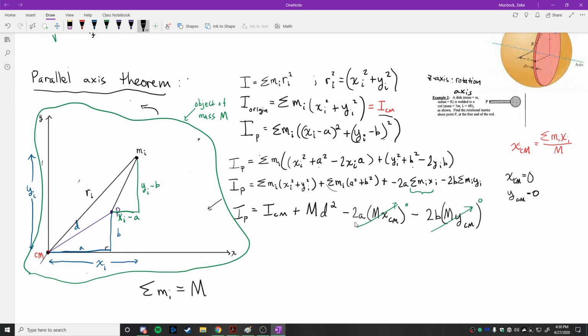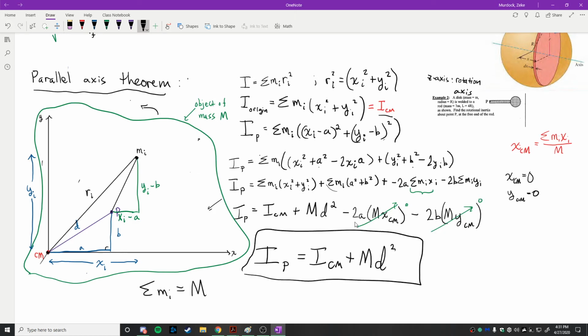So what we've discovered now is that the moment of inertia about point P is equal to the moment of inertia about the center of mass of the object plus the mass times the distance squared, where the distance represents the perpendicular distance between the two axes, basically, right? And this is what we call the parallel axis theorem.